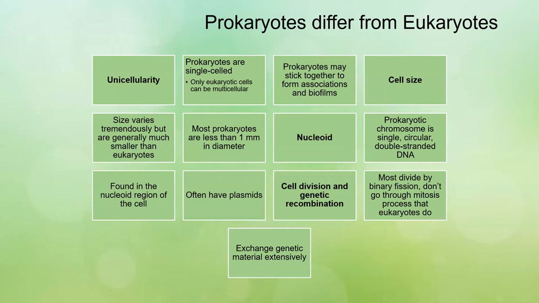But to think that that large clump of gelatinous goo is actually many single-celled organisms together is kind of interesting. So the cell size is another thing where they differ from eukaryotes. Size varies tremendously in prokaryotes, but they're generally much smaller than eukaryotes. They're usually less than 1 millimeter in diameter.